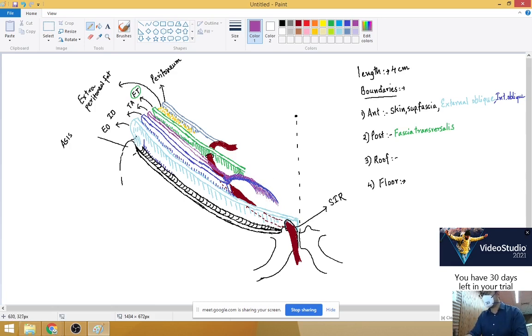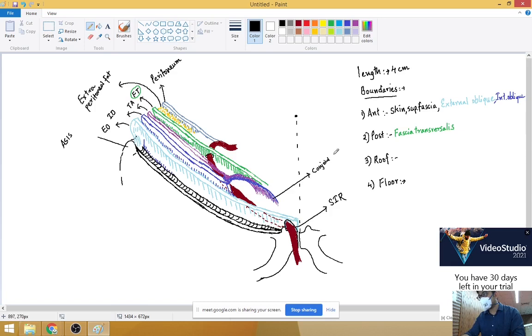Yes, sir, it is taking a turn. Now, what was this? This was the fascia transversalis, isn't it? All throughout it was the fascia transversalis, isn't it? What has come in front of it? The conjoint tendon. So this is the conjoint.